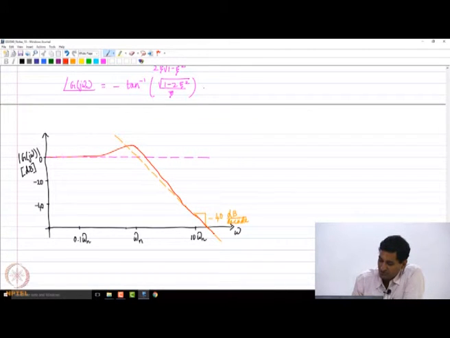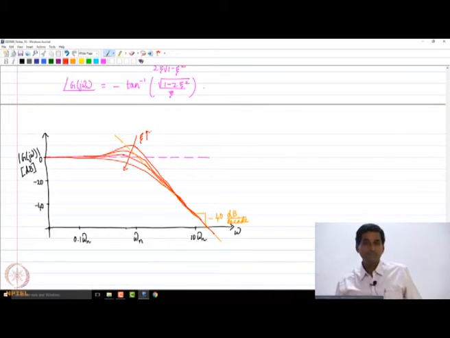As the damping ratio increases, the peak essentially shifts further and further to the left. But anyway, after some time, everything goes to the high frequency asymptote, right? So I am just drawing a freehand sketch, so please pardon the approximate diagram. So this is how the peak changes as zeta increases.